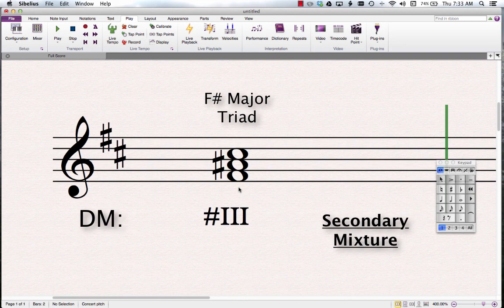So for Friday, come to class with as many examples of secondary mixture as you can think of, and we'll talk about it in more detail then.